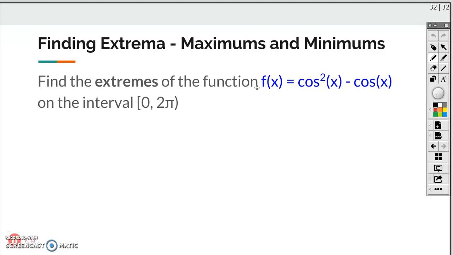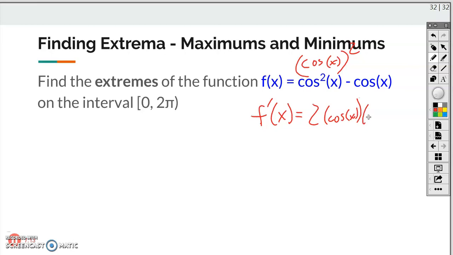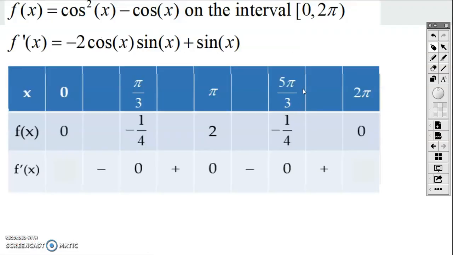So you'd want to take the derivative, f prime of x. I always write this as cosine of x squared, so I don't forget to do the chain rule. So 2 times cosine of x to the first power, and then the derivative of cosine is negative sine of x. Derivative of negative cosine would turn into positive sine of x. You can factor out the sine if you want. You don't have to. And this one's all worked out on the next slide.